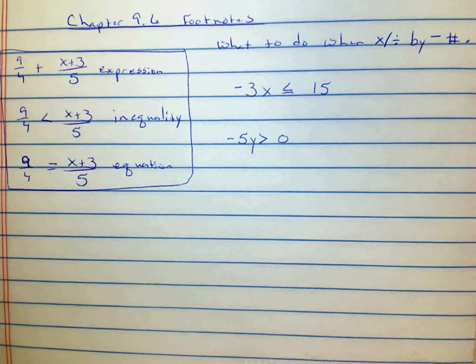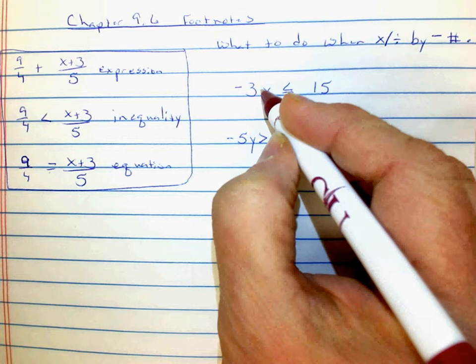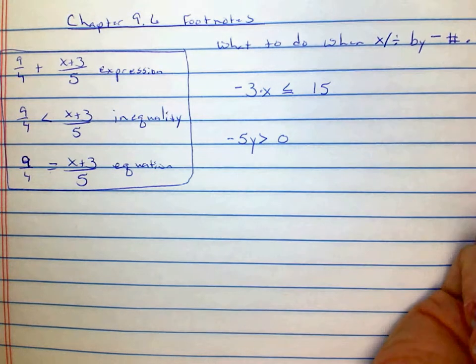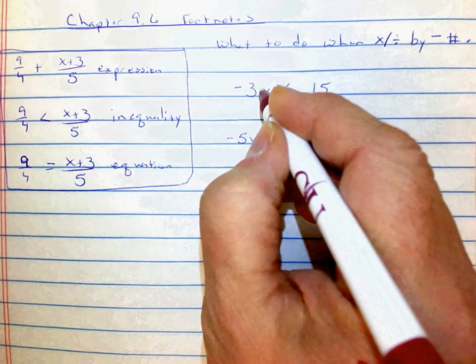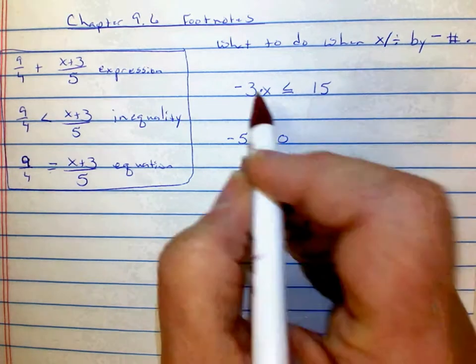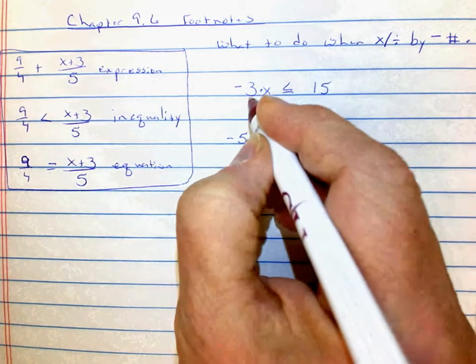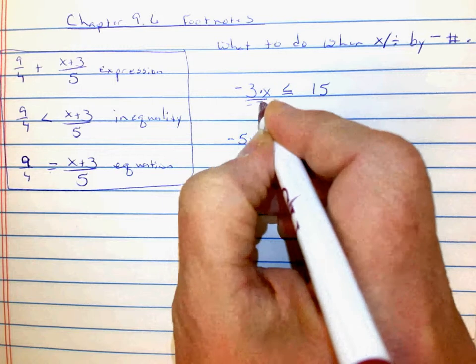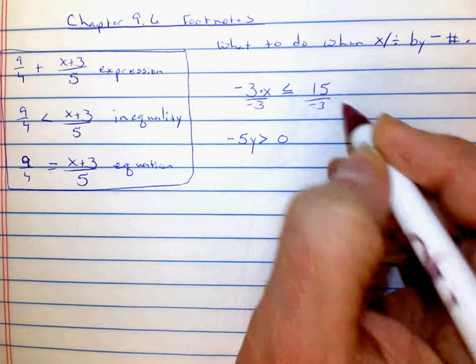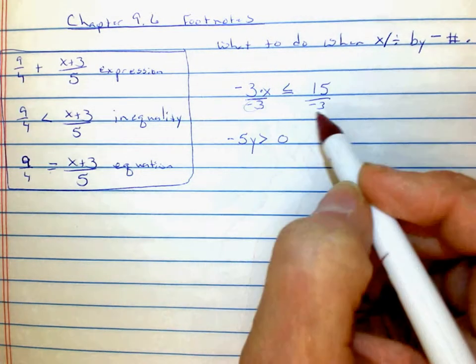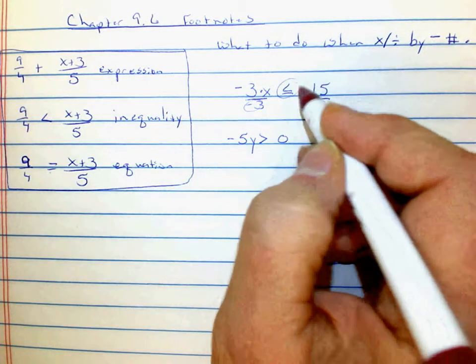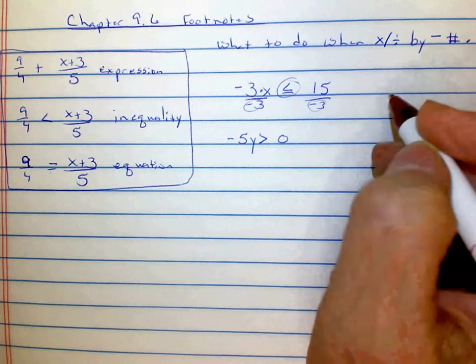Now, all of my problems ended up with a positive x or y. Well, guess what? You don't always get a positive x or y. Occasionally, it'll go ahead and set it up so that you've got a negative number in front. So when this happens, you have to divide by a negative. Now, there's an issue dividing by a negative. We have to flip the direction of the inequality.